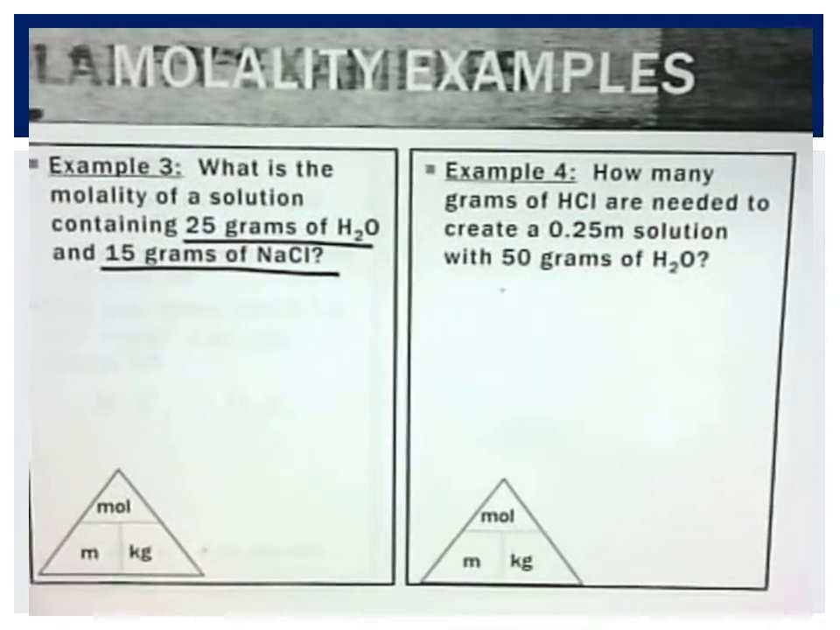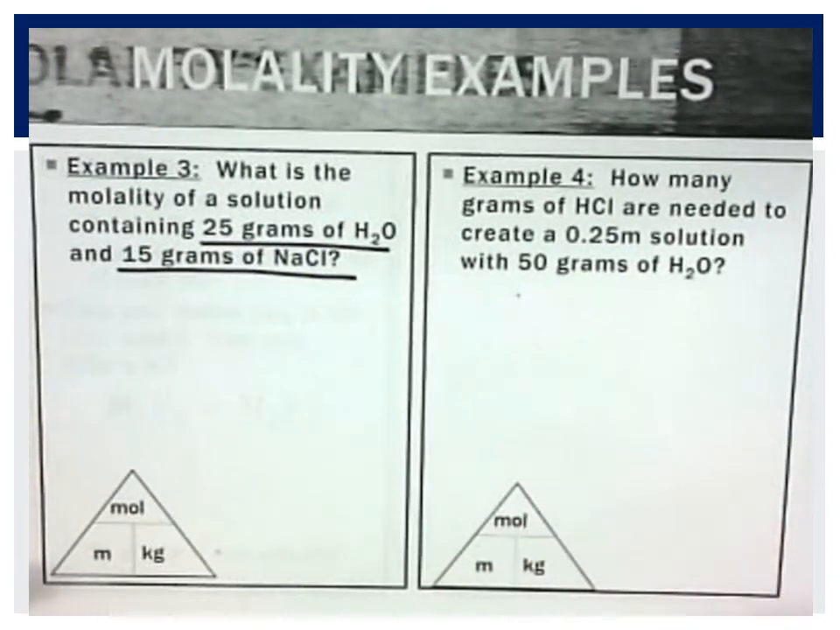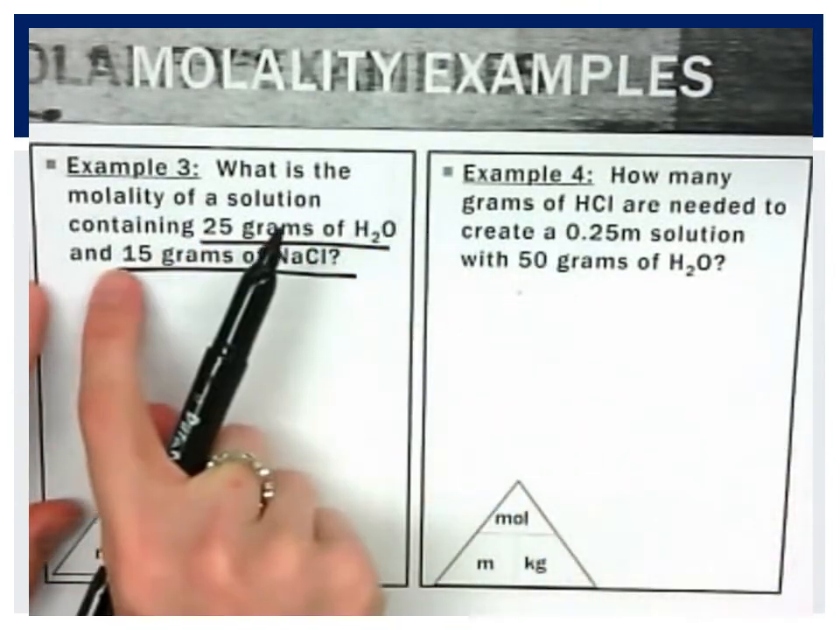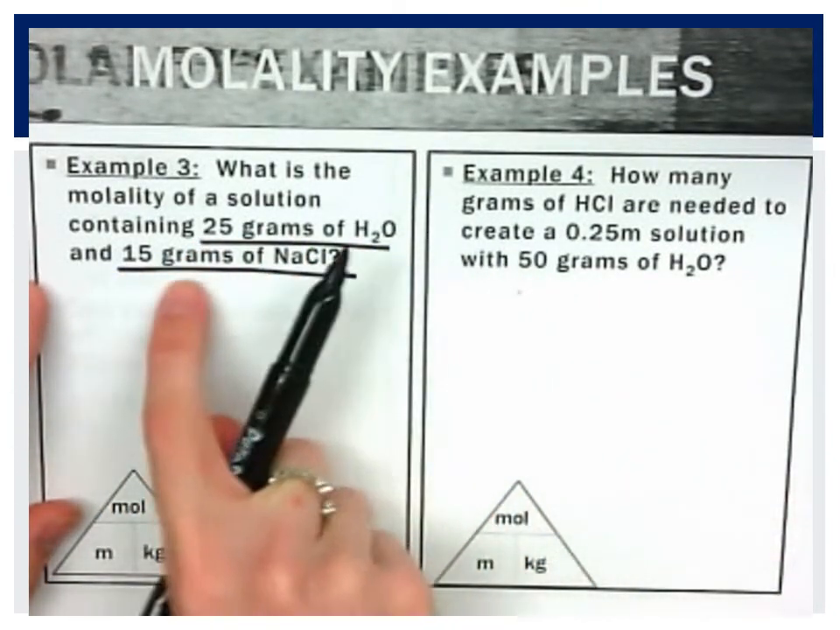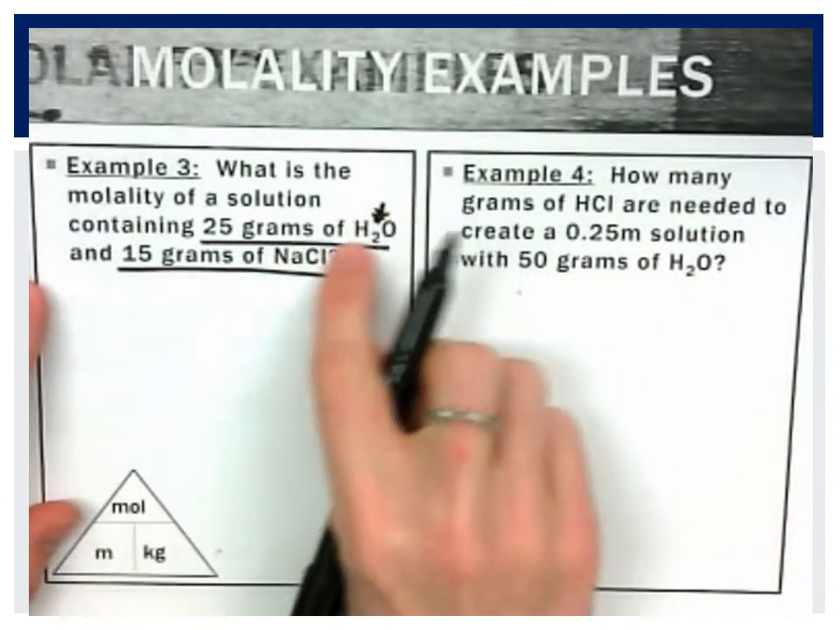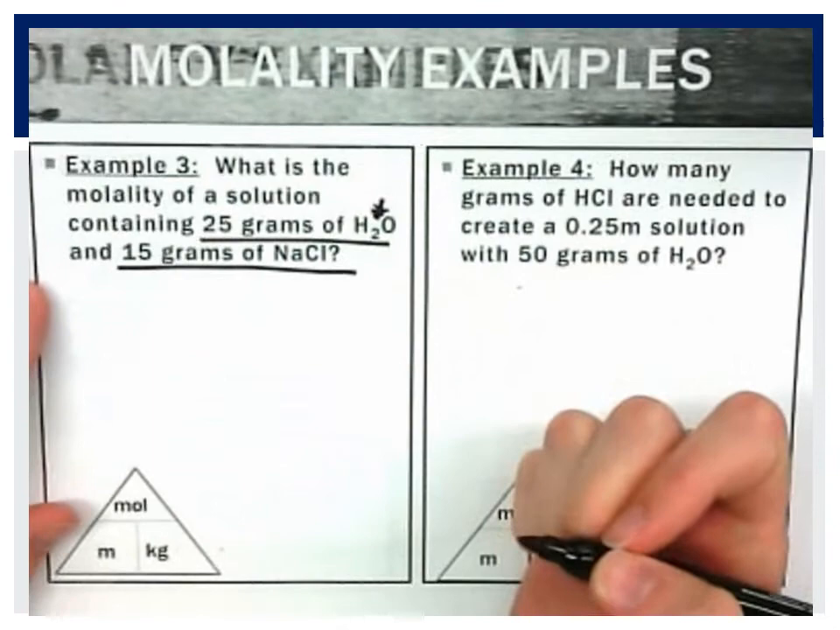questions is sort of figuring out which one of them is your solvent and which one is your solute, because in both you're given grams of each here. Okay, so I have 25 grams of water and only 15 grams of NaCl. So water is going to be my solvent. Pretty much anytime you see water, it's a good bet that that's your solvent.